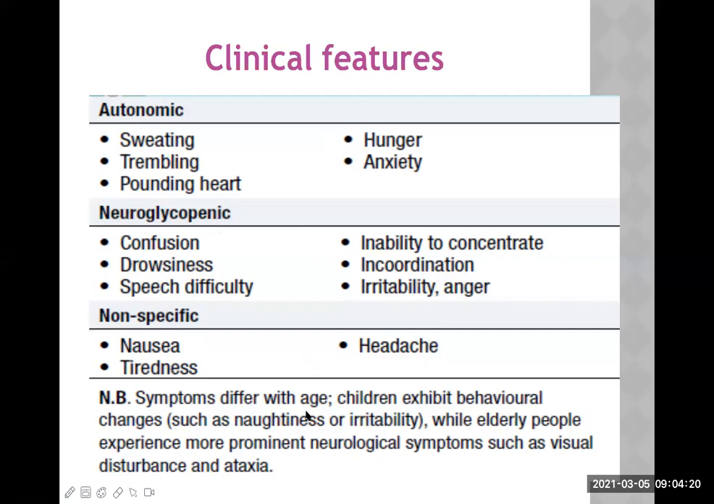Now, these symptoms differ with age. If hypoglycemia occurs in children, then they are usually irritable in the beginning. And if it occurs in very old people, they usually develop neurological symptoms.